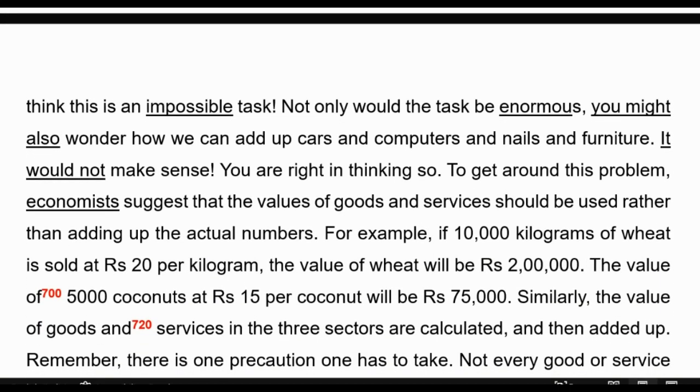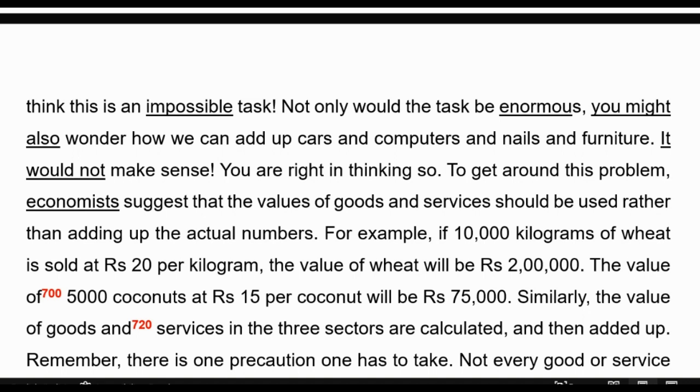To get around this problem, economists suggest that the values of goods and services should be used rather than adding up the actual numbers. For example, if 10,000 kilograms of wheat is sold at rupees 20 per kilogram, the value of wheat will be rupees 2 lakh. The value of 5,000 coconuts at rupees 15 per coconut will be rupees 75,000. Similarly, the value of goods and services in the three sectors are calculated and then added up.